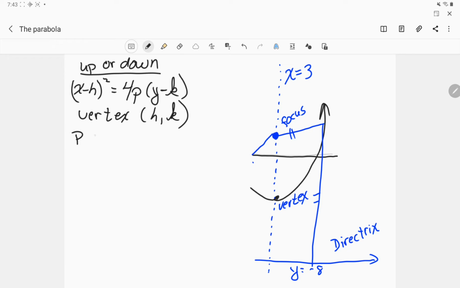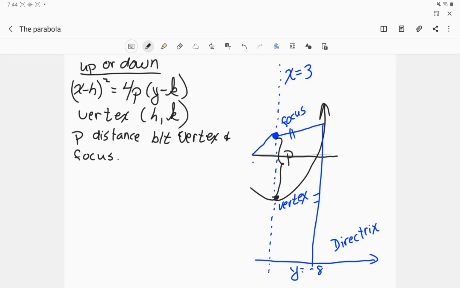P is the distance between the vertex and the focus point, okay? So the distance from the focus point to the vertex, that is P. So if you went up 5 squares, then your P is 5, all right?